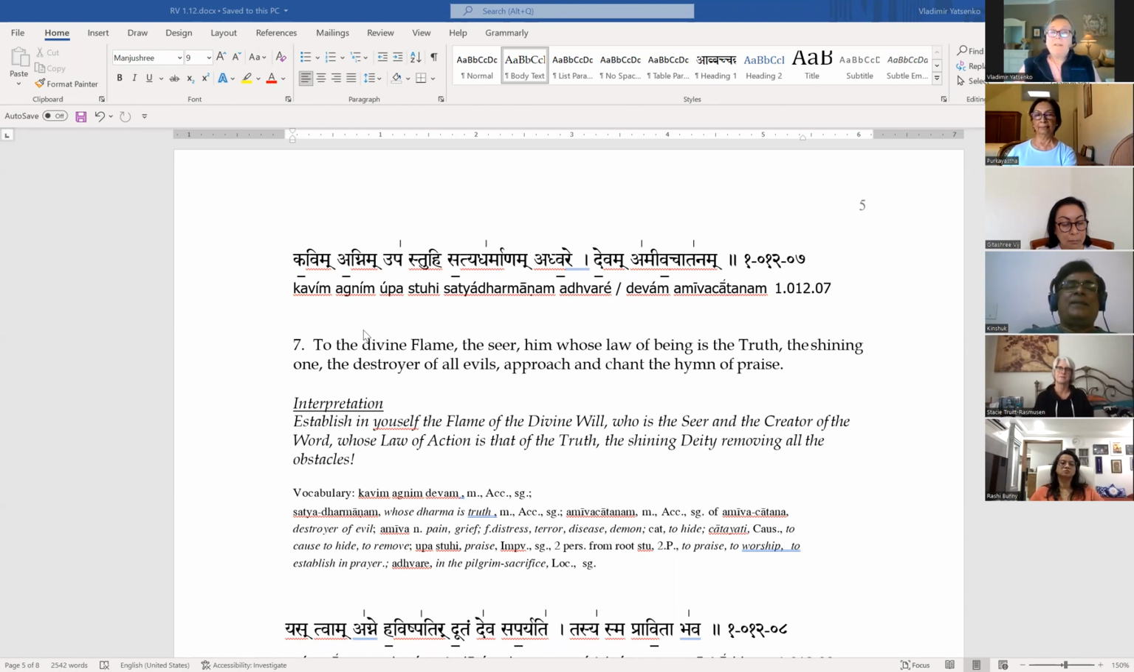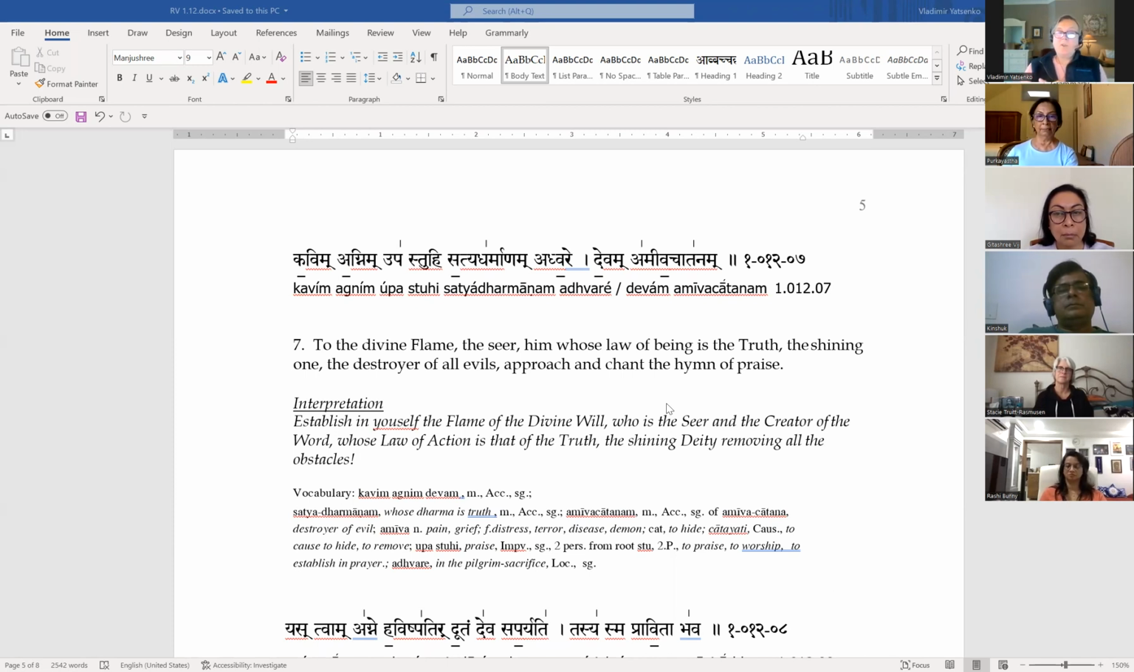Kavim agnim upastuhi, satyadharmanam adhvare devam amivachatanam. To the divine flame, the seer, him whose law of being is the truth, the shining one, the destroyer of all evils, approach and chant the hymn of praise.